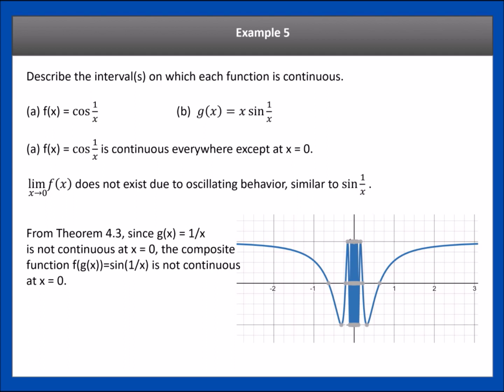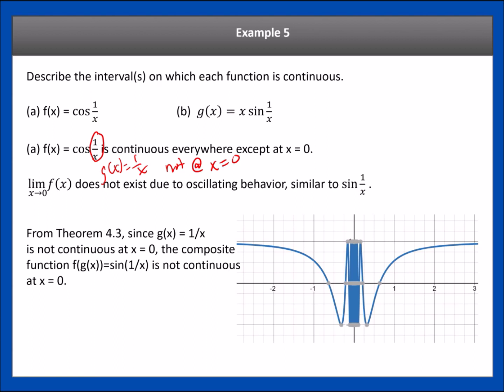So because the limit does not exist and it's not continuous at x equals 0, from theorem 4.3 we can say g of x is the 1 over x part. G of x equals 1 over x is not continuous at x equals 0, because it's going to lead to an asymptote there, an infinite discontinuity. And therefore, because that's discontinuous, the composite function must also not be continuous at x equals 0. Okay, so it's something to keep in mind.